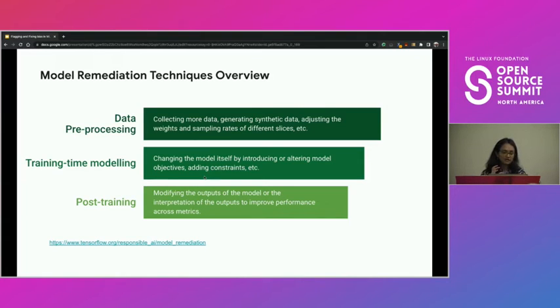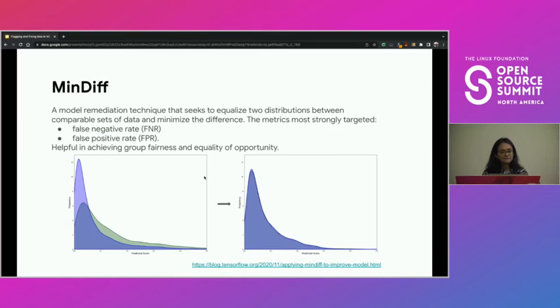So you tune the model's outputs in a certain way so that the interpretation of the outputs can improve the performance across the fairness metrics that you've set. So this is one other technique, and this is also open source. This is from our model remediation toolkit.